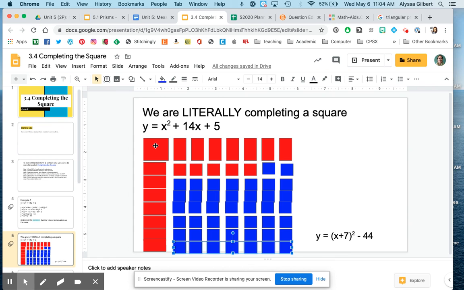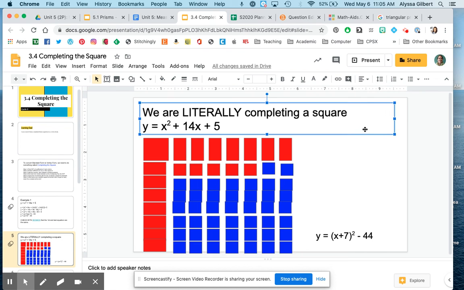So we have 1x squared, we have 14x tiles, we have 5 positive tiles. Now I would have had to fill this in with red tiles, but that wouldn't mean this is the same. So then I have to also take away those tiles. So I have to take away 44 to get back to this. Pretty cool, eh? So that's one way of thinking about this, and what we're doing is literally completing this square. Okay? I know it's weird, but this is why we add 49 and then take away 49.